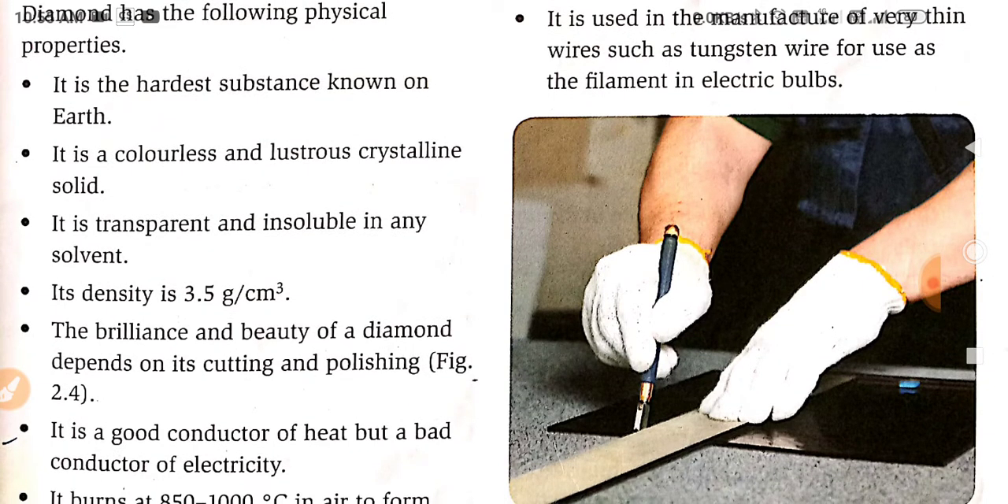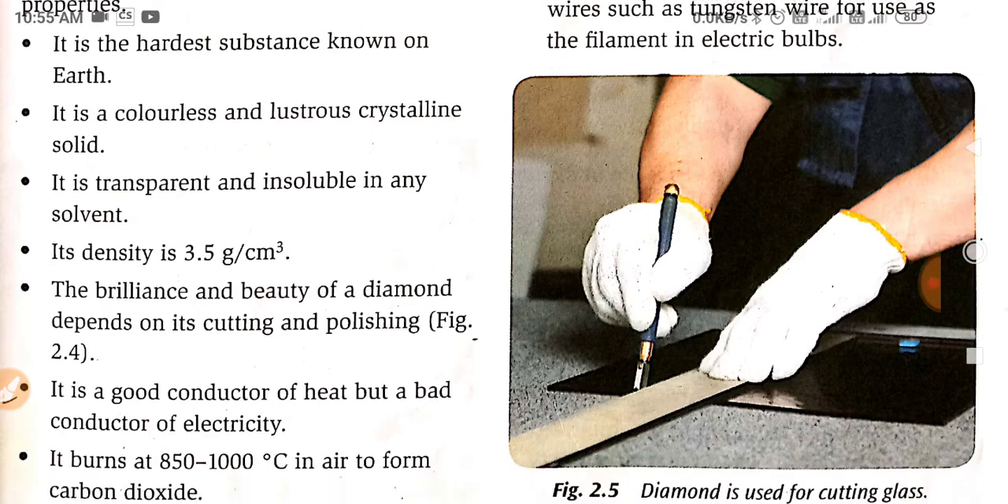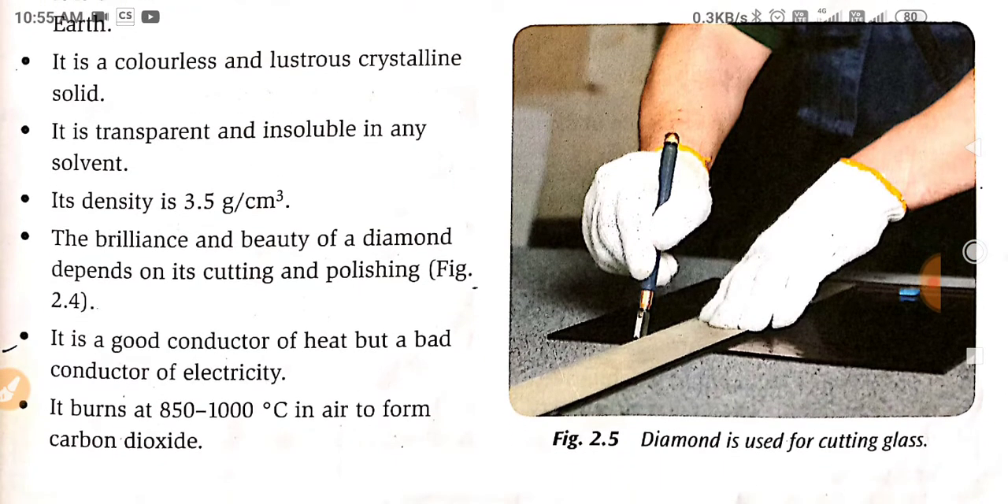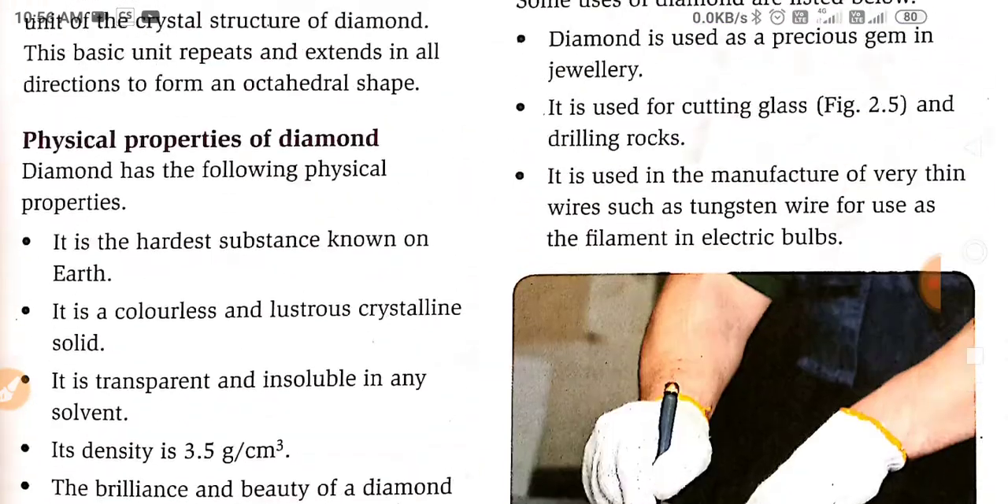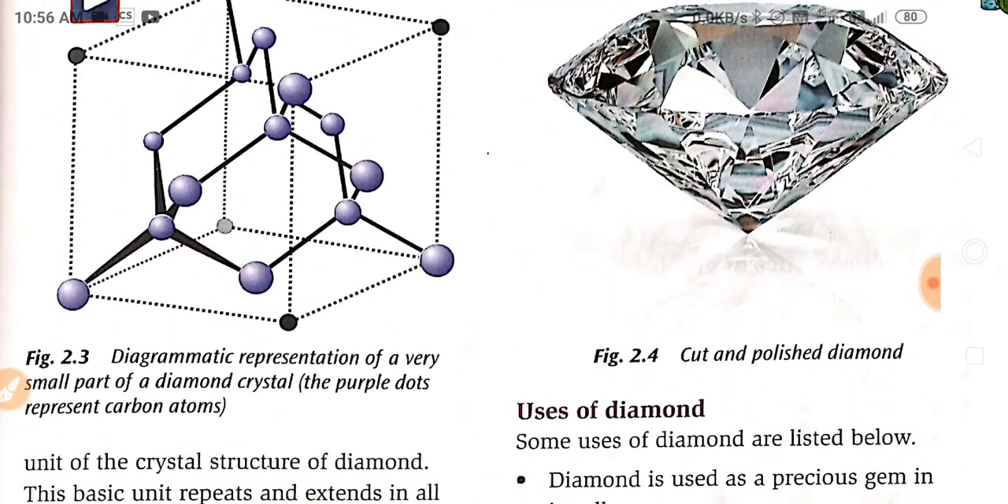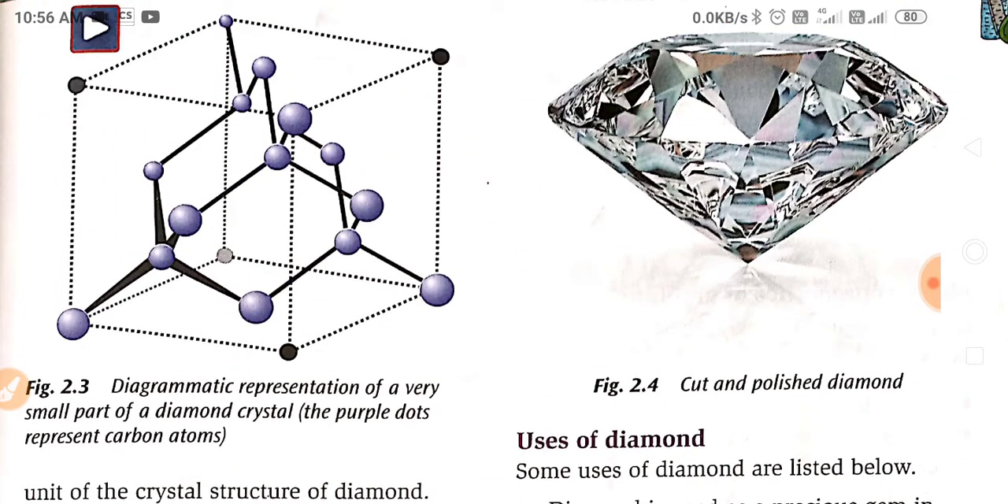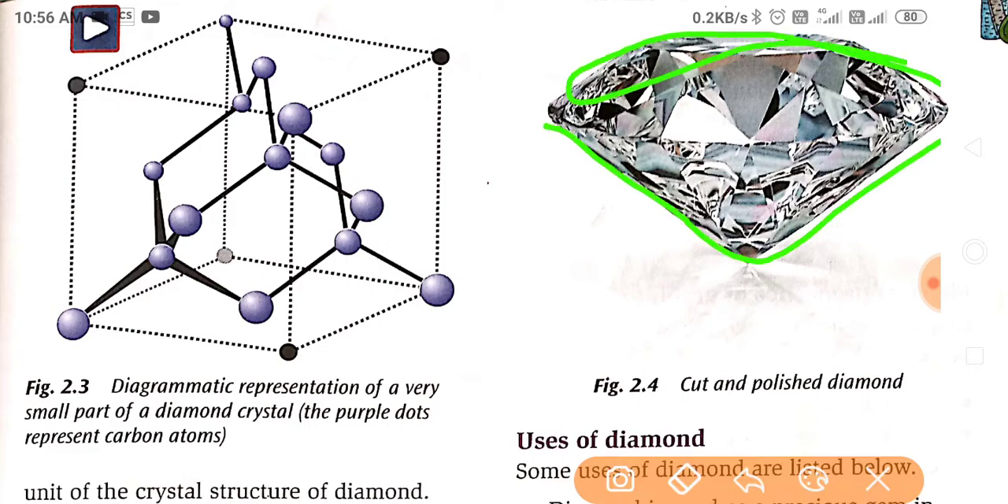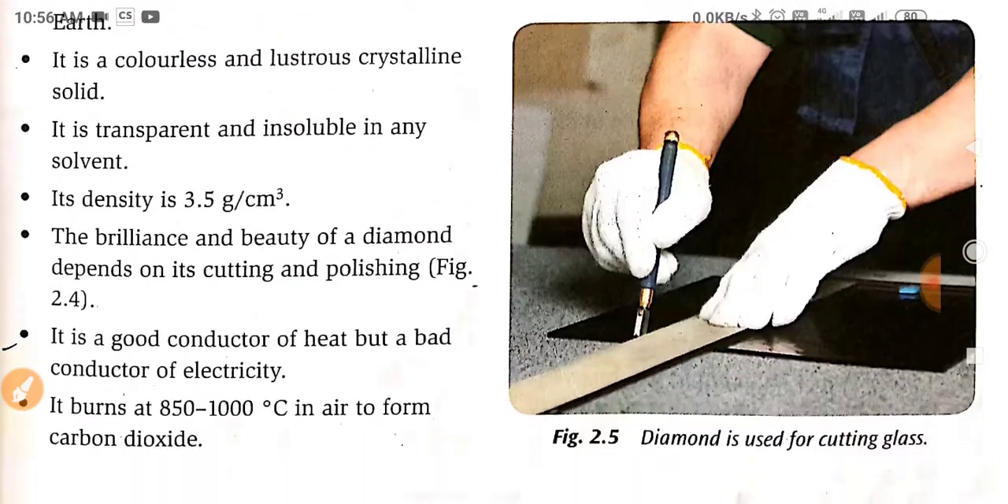It is a colorless and lustrous crystalline solid. Okay, it is very shining. It is transparent and insoluble in any solvent. Its density is 3.5 gram per centimeter cube. The brilliance and beauty of diamond depends on its cutting and polishing. Okay, if you see this figure 2.4, cut and polished diamond. So it is a well cut and well polished diamond. So it is very shining in nature.